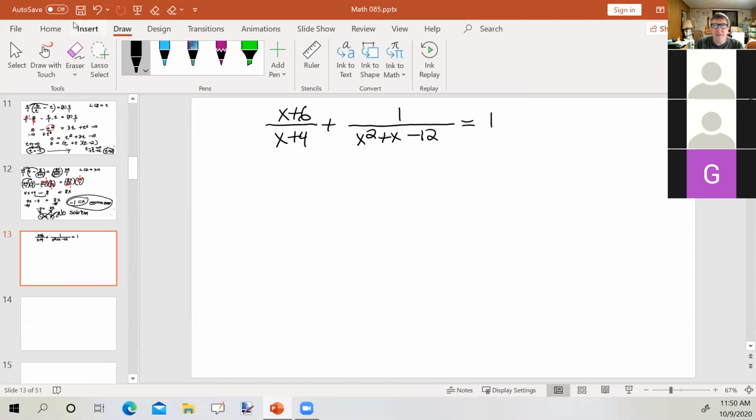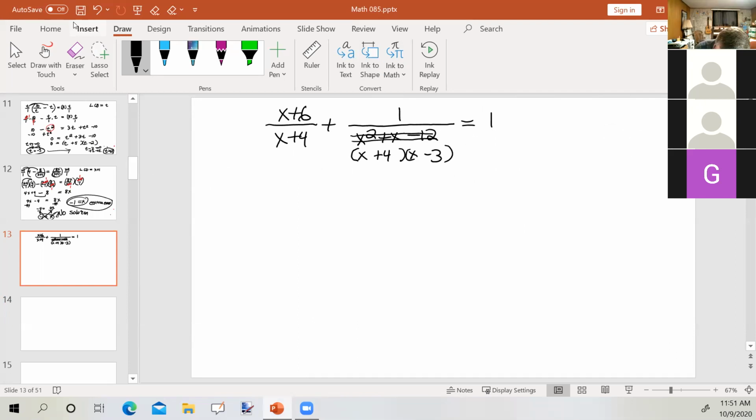So I need to find the least common denominator. But now things are a little bit trickier because I need to take that second fraction and factor the denominator to help me determine what the least common denominator is. So I'm going to have a +4 and a -3. Okay, so factoring that, I get what's below there.